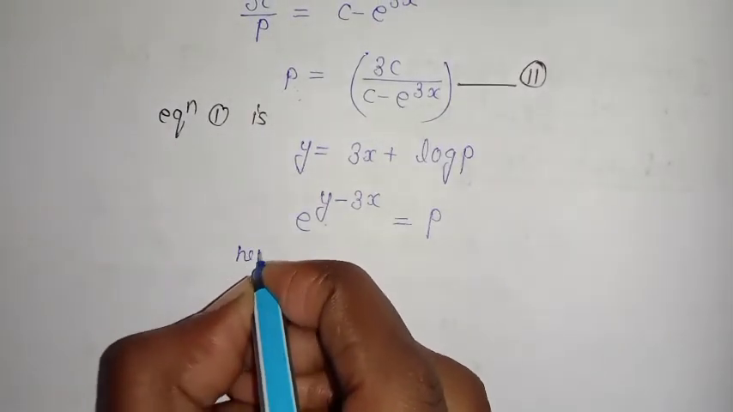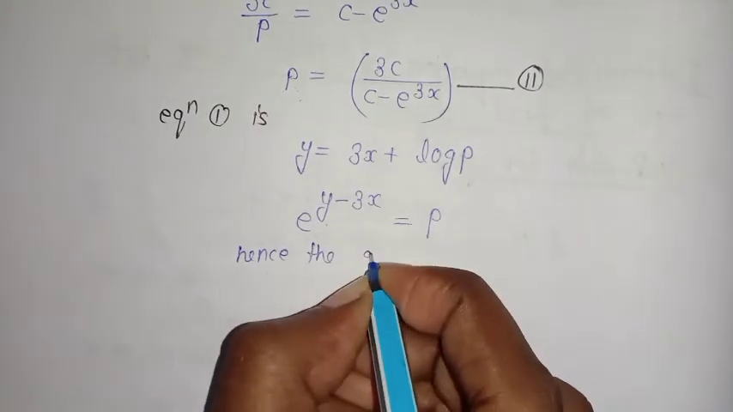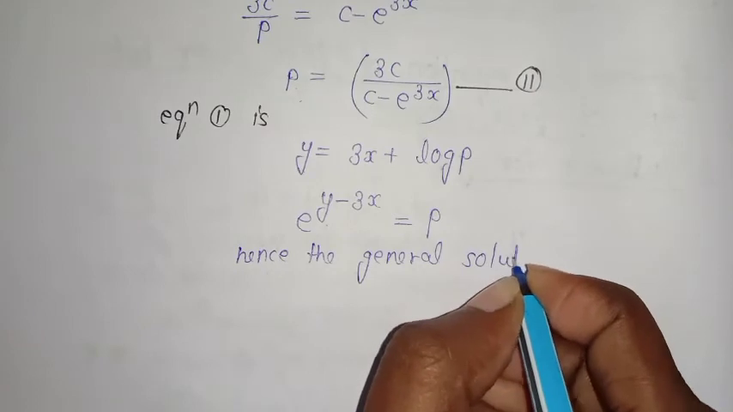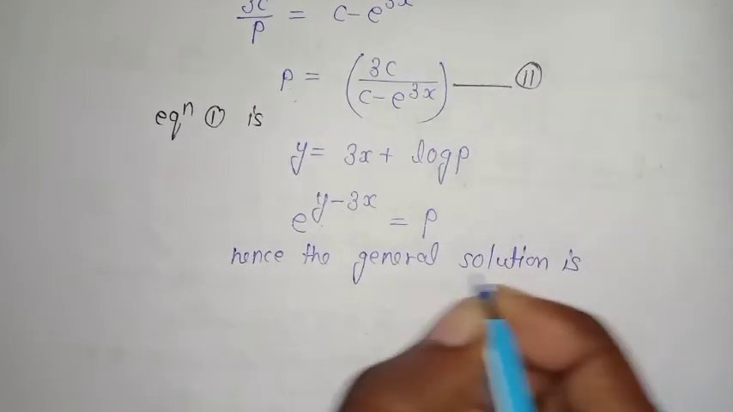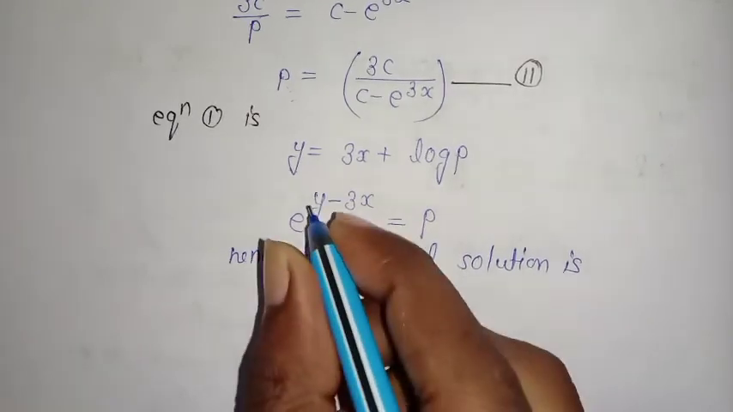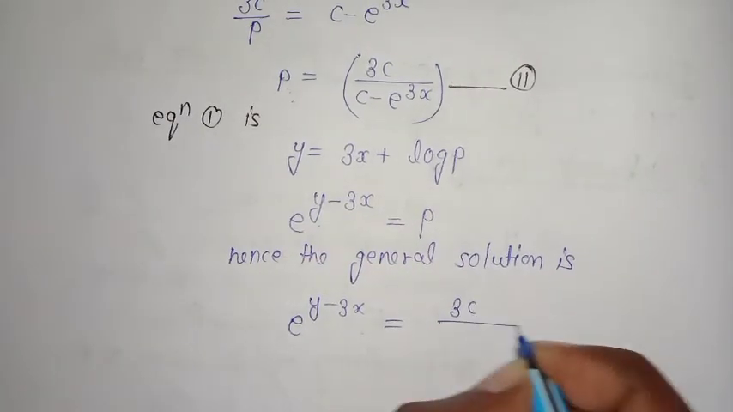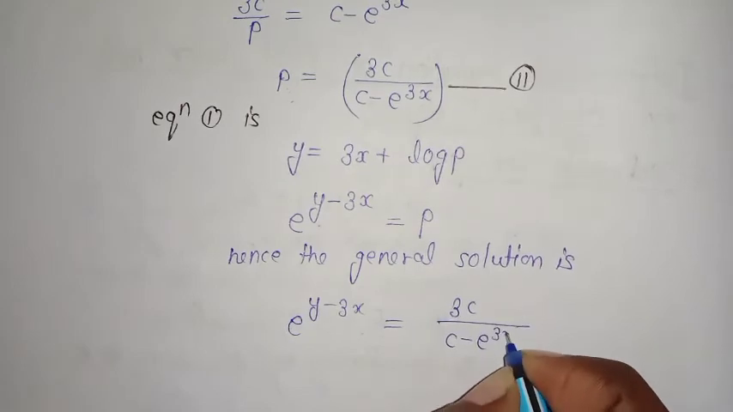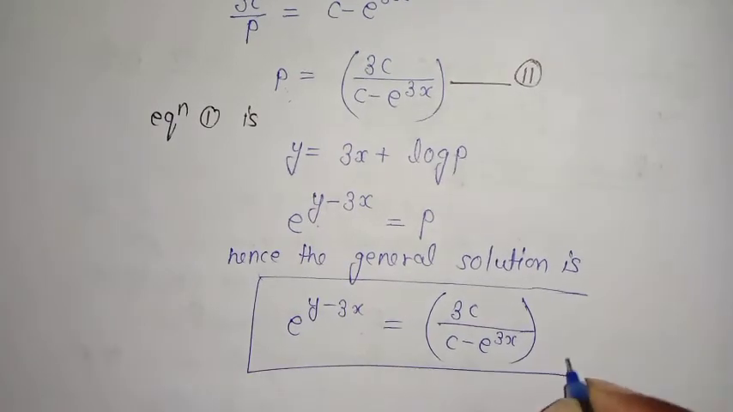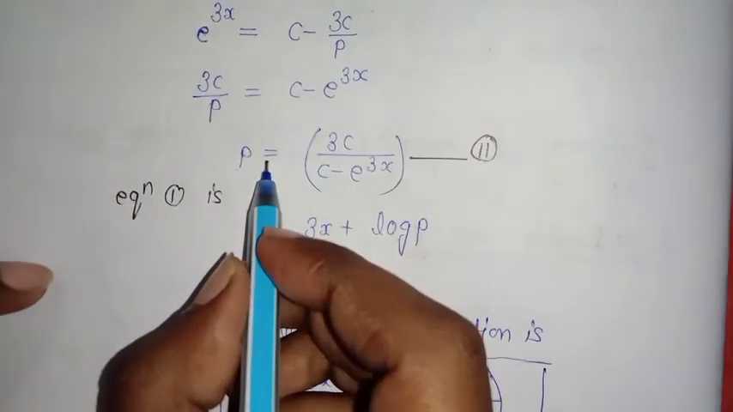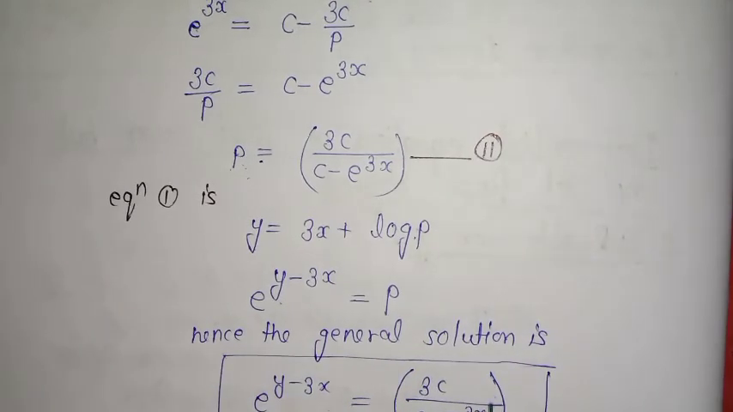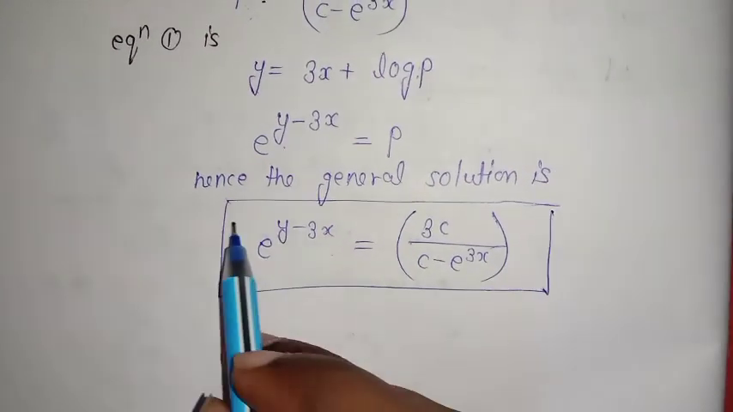Hence the general solution is e raised to power y minus 3x is equal to 3c upon c minus e raised to power 3x. So this is the general solution. Or you can also put the value of p in this equation. Whatever you do, you will get a solution which is right always. So I hope you understand this.